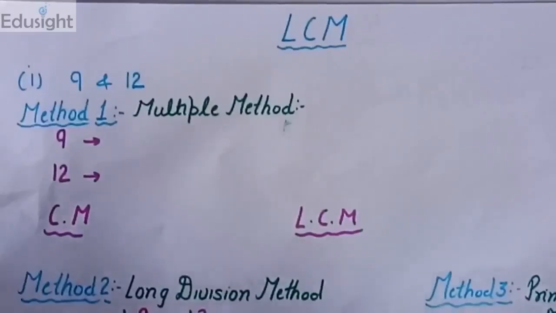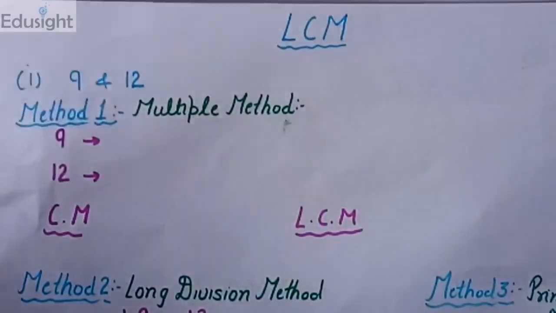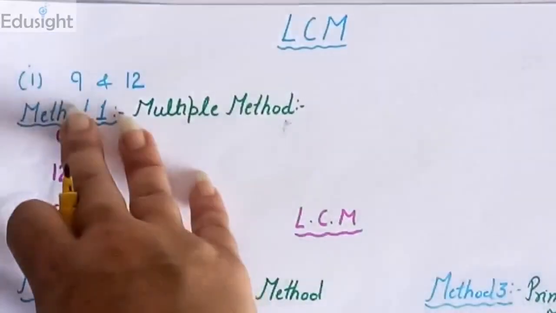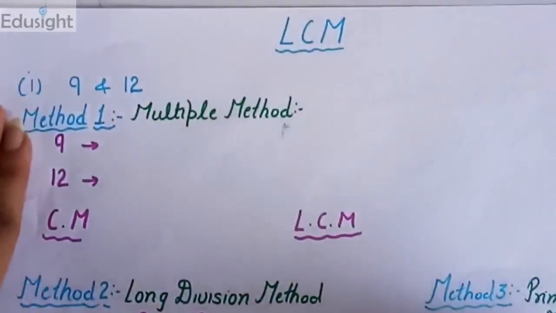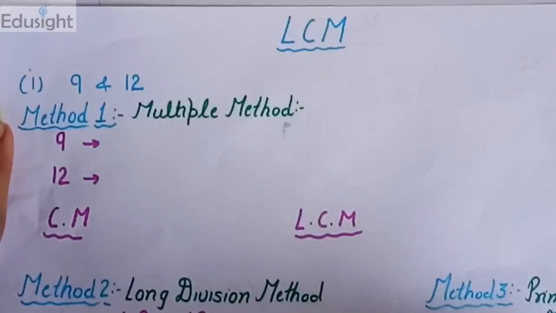We'll discuss LCM. LCM means least common multiple. So here we'll discuss three methods of LCM. I have taken two numbers, 9 and 12. We need to find the LCM of these two numbers. So method 1, the multiple method.